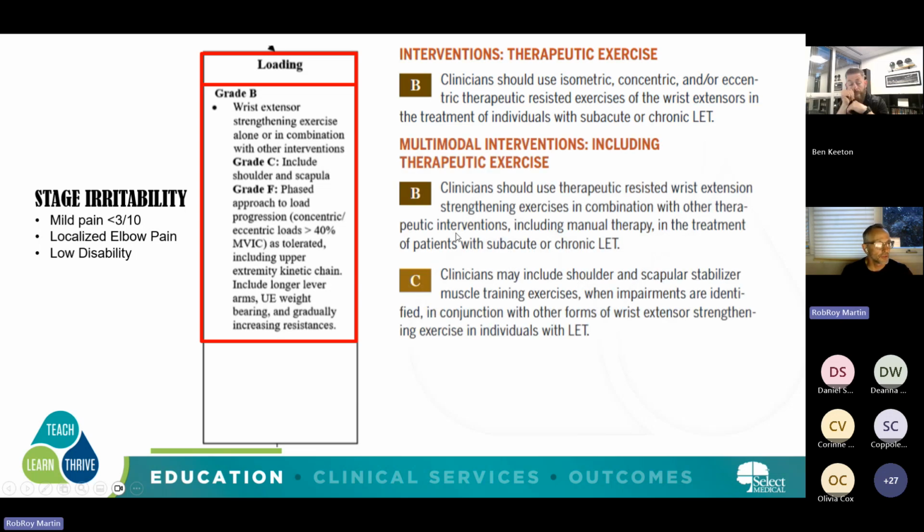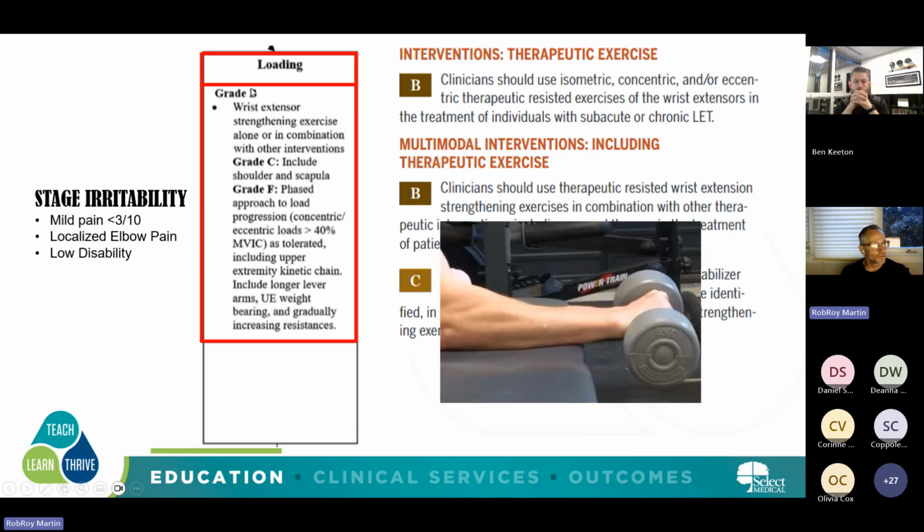So this is recommended. There are multimodal interventions. I think that makes sense to all of us, that we don't do our treatments in isolation, but when our exercises are coupled with our manual therapy treatments and other interventions, that is how we're going to maximize the benefit. And then screening for other upper quarter disorders and addressing those, whether they have shoulder or scapular stabilizer weakness, might also be important to consider to add with our wrist extensor strengthening.